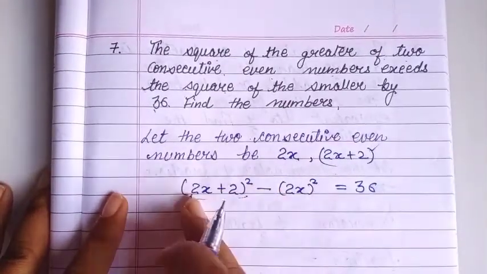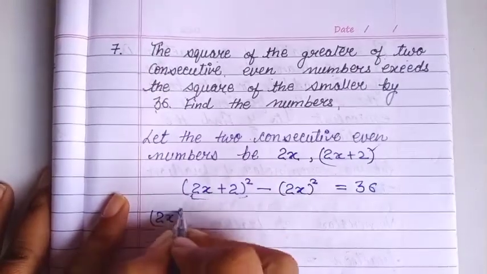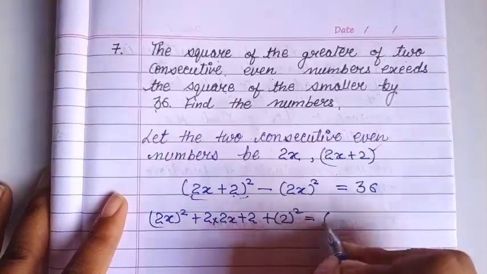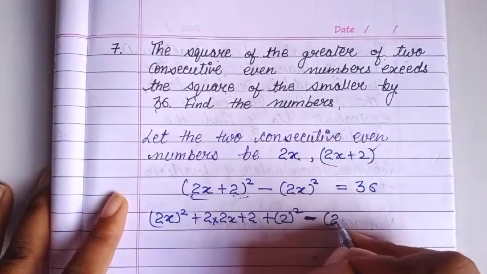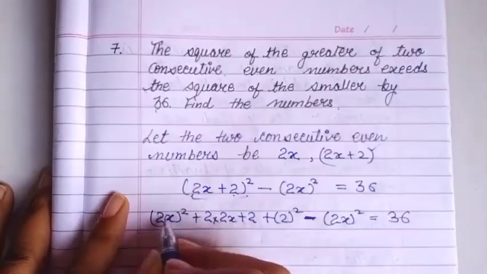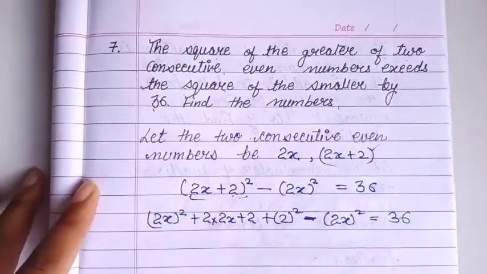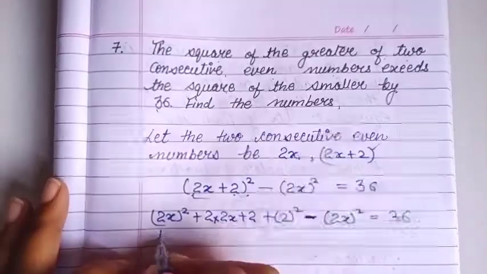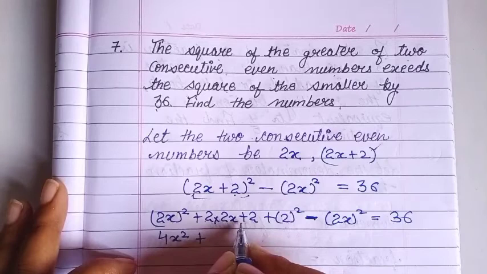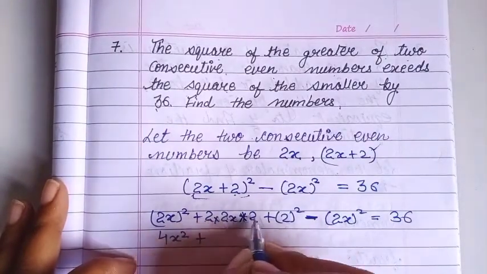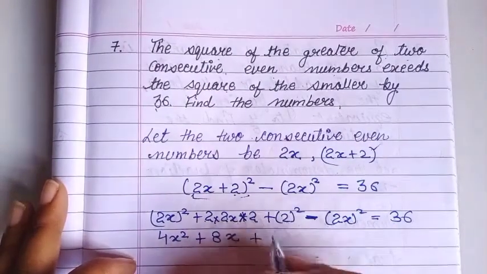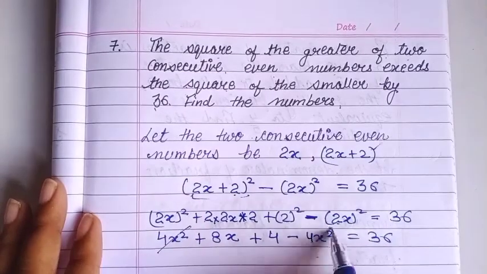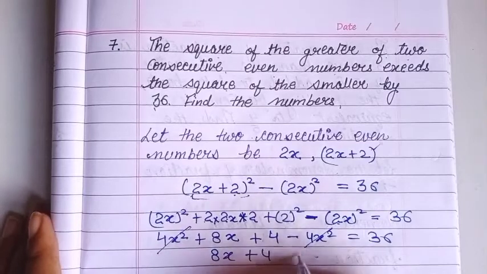Now solve it. This is in the form of a plus b whole square. So a square plus 2ab plus b square, and the minus sign is here, minus 2x square is equal to 36. Now solve it. 2x whole square means 2x multiply 2x. 2 2s are 4x square. So here, 4x square plus 2ab, 2 2s are 4, 2 4s are 8x, plus 2 2s are 4, minus 2x square again 4x square is equal to 36. 4x square minus 4x square cancel. Now this is 8x plus 4 is equal to 36.